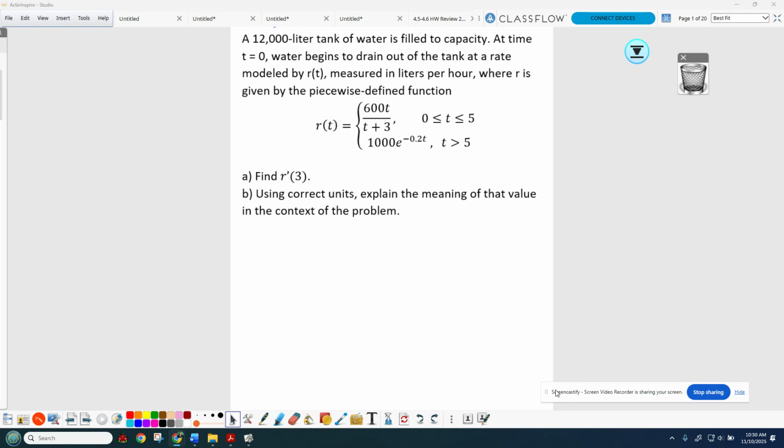Well, let's do average rate of change. If we wanted to approximate by doing this, up top was liters per hour, and I am dividing by change in hours, right?